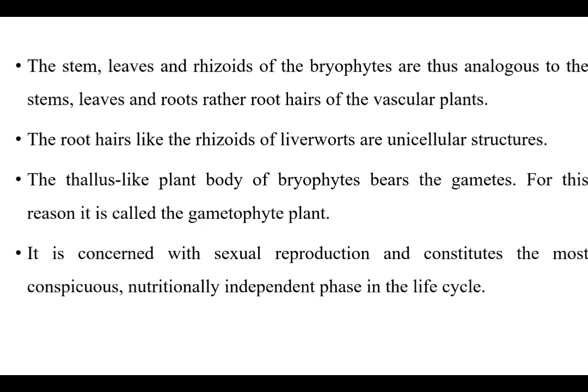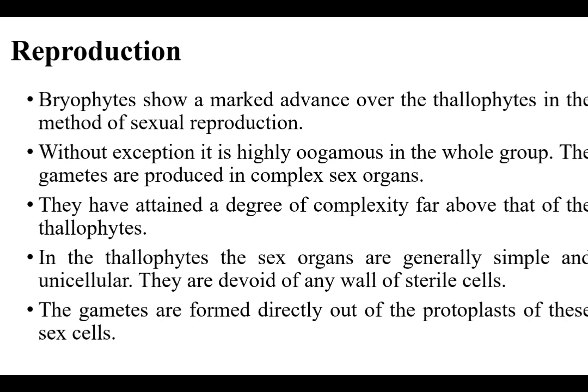And this gametophytic phase, the gametophytic plant or main plant body of bryophyte, consists of male reproductive part and female reproductive part, and it is concerned with the production of male gamete and female gamete and sexual reproduction. The whole reproduction of bryophyte is oogamous type, that is, male gametes are motile and small and female gametes are large and non-motile.